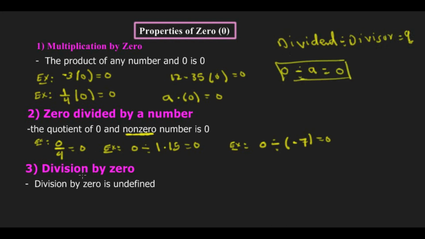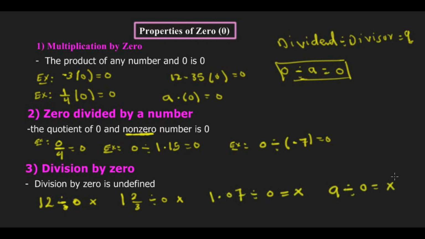The last part is division by 0. Division by 0 is undefined. So if you have any number like 12 divided by 0, that's undefined. It has no meaning. Also, 1 and 2/3 divided by 0 is undefined. If we have a decimal number like 1.07 divided by 0, the answer is undefined. So for any number a divided by 0, the answer is undefined.